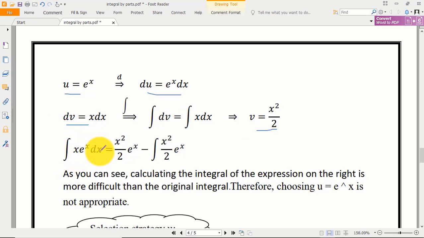The integral of u dv is equal to x squared over 2 times e to x, minus the integral of x squared over 2 times e to x. You may panic, because the produced integral is much more confusing than our original integral, and it may not be integrable. So, as we mentioned before, by choosing x in the place of u, this became integrable.